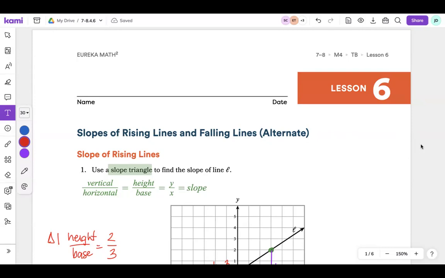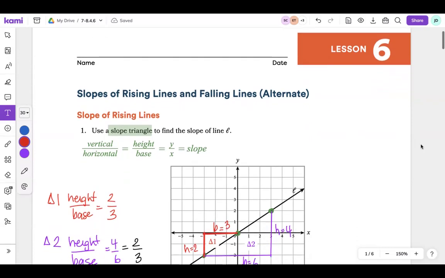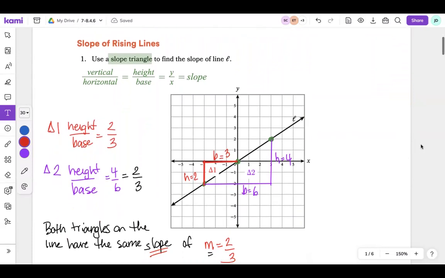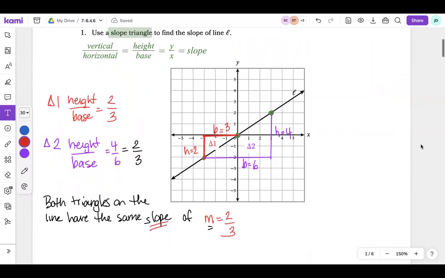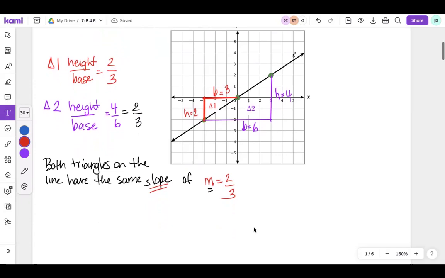You did slope triangles in lesson 5. So I have done number one to remind you of how to do this. It's vertical over horizontal, or height over base, y over x, which will give you your slope. I have two different triangles drawn. This red one has a height of 2 and a base of 3. This purple one, which is bigger, has a height of 4 and a base of 6. Either way, when you simplify, you get 2/3, because both triangles have the same slope. Our slope for this one is 2/3.